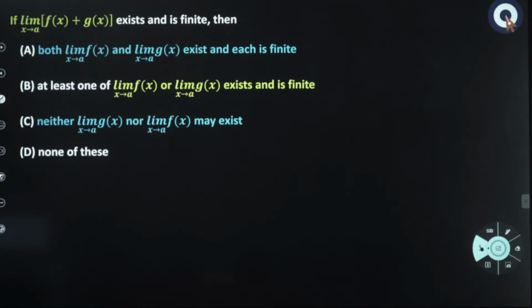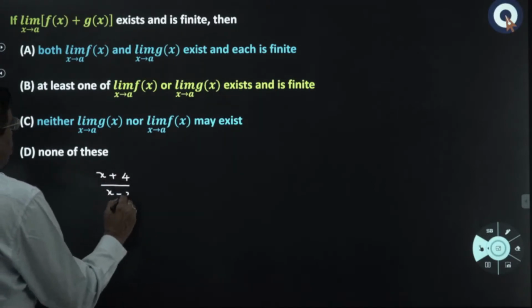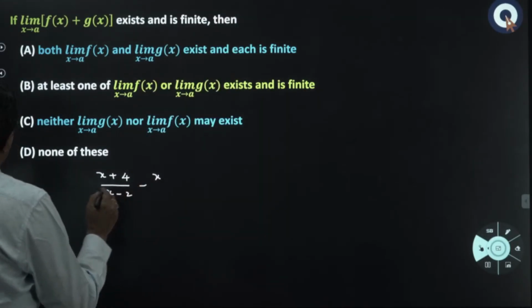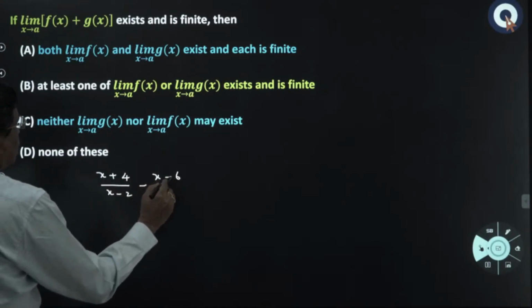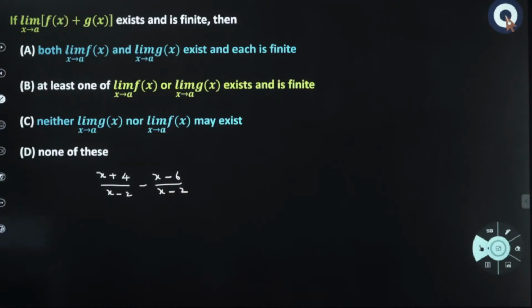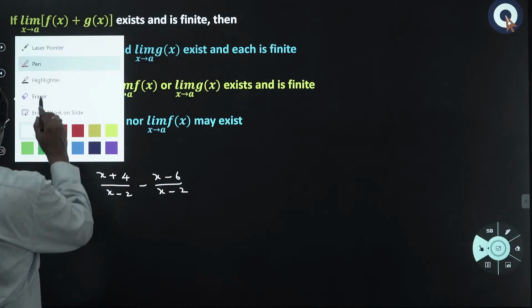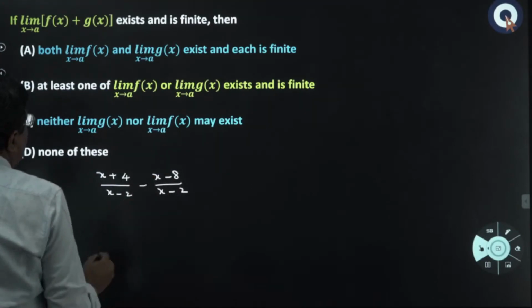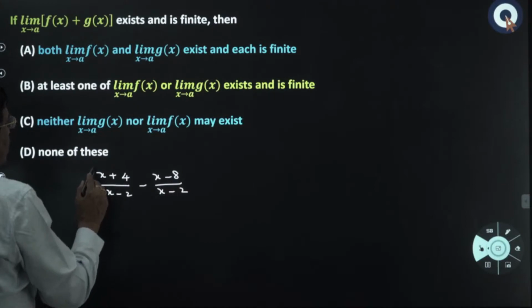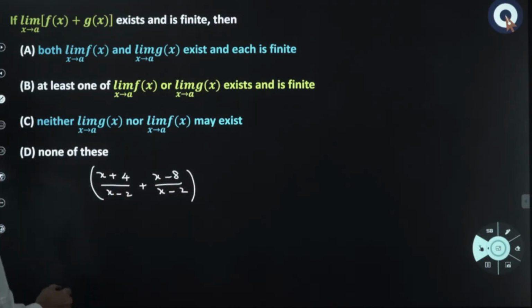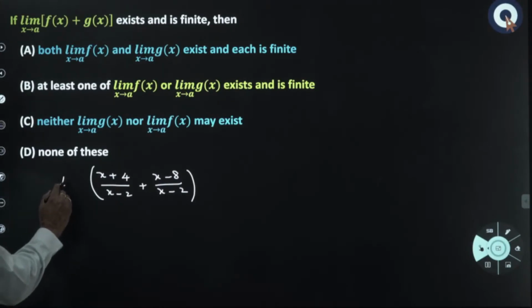If you see that, at x equal to 2, both the limits don't exist, but when you add these two, let us say (x plus 4) by (x minus 2) and (x minus 8) by (x minus 2), these two limits don't exist individually, but if you consider the sum of these two as x tends to 2, we get (2x minus 4) by (x minus 2).